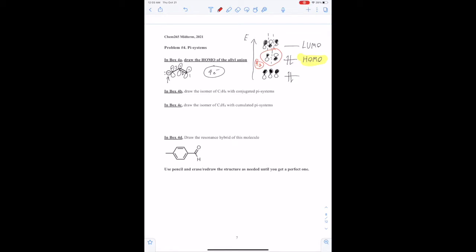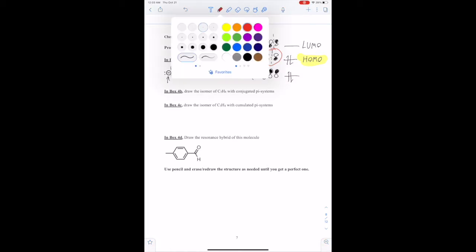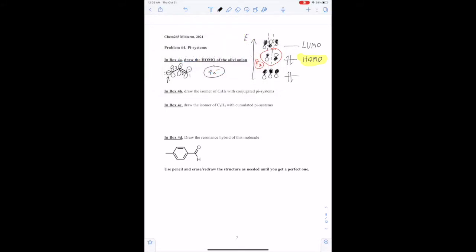Okay, so in box 4b, draw the isomer of C5H8 with conjugated pi systems. Alright, so this one was fun to do, at least in my opinion. Well, more fun than the other questions because none of this was fun. So we want to find the degree of unsaturation at first. That's the first thing we always want to do when we look at something like this.